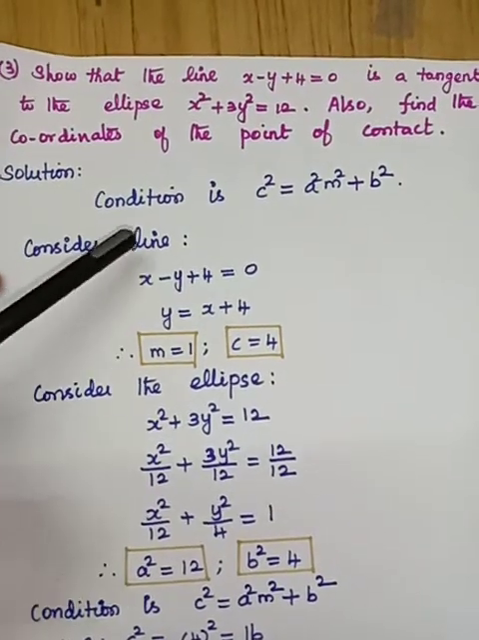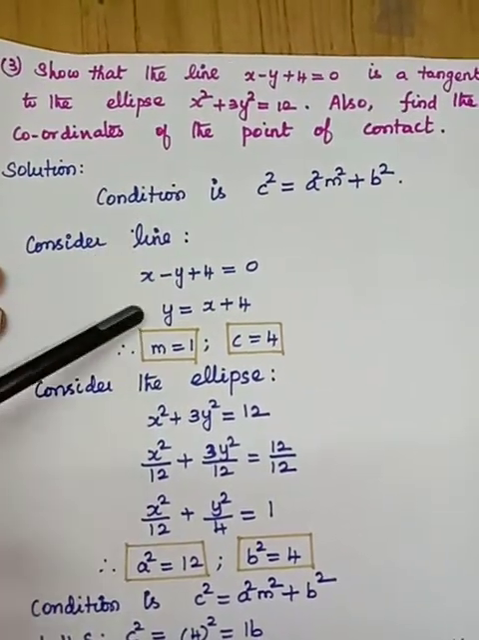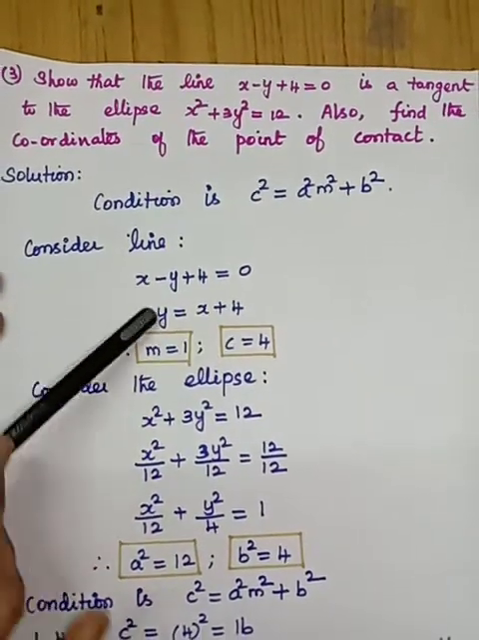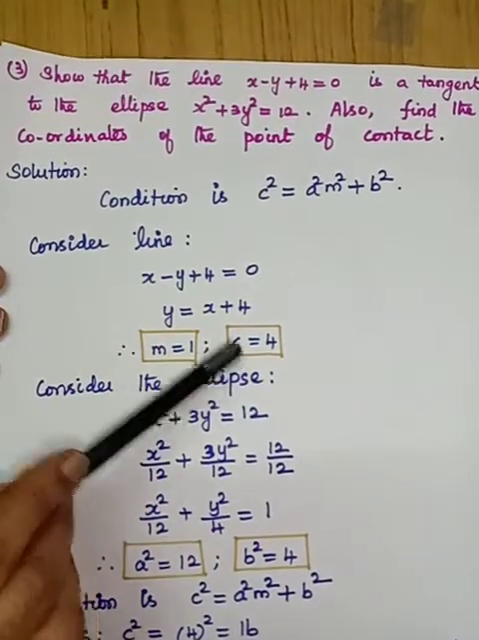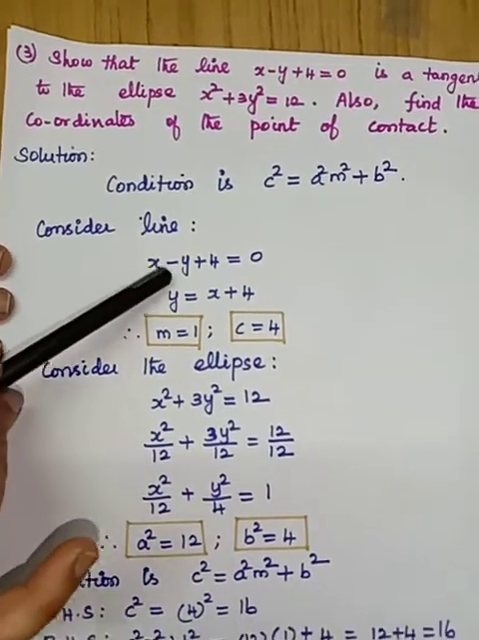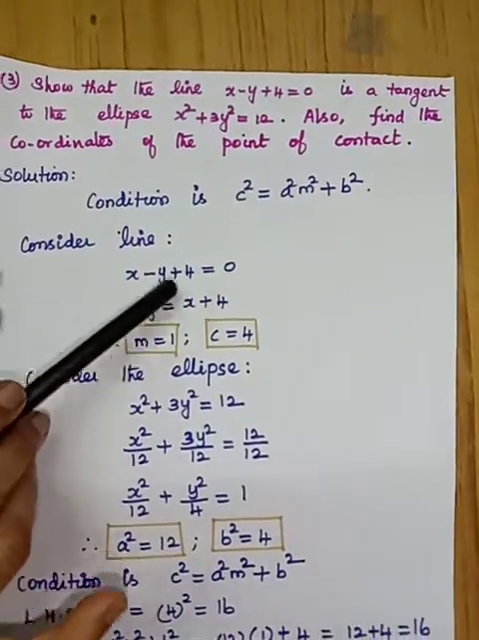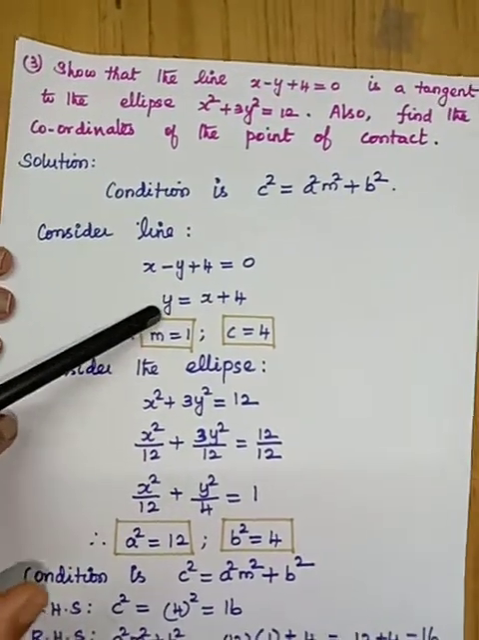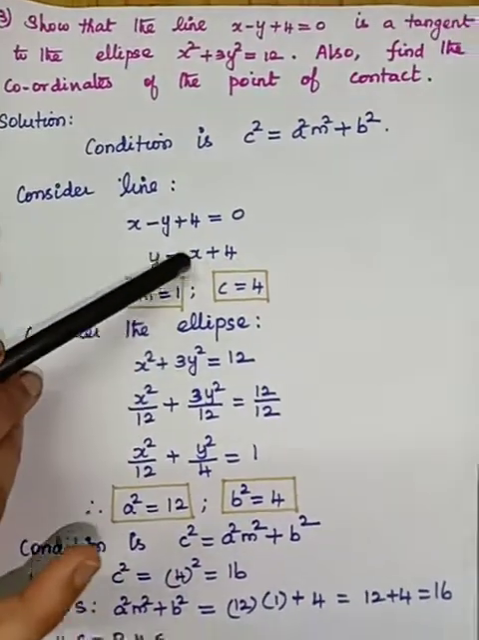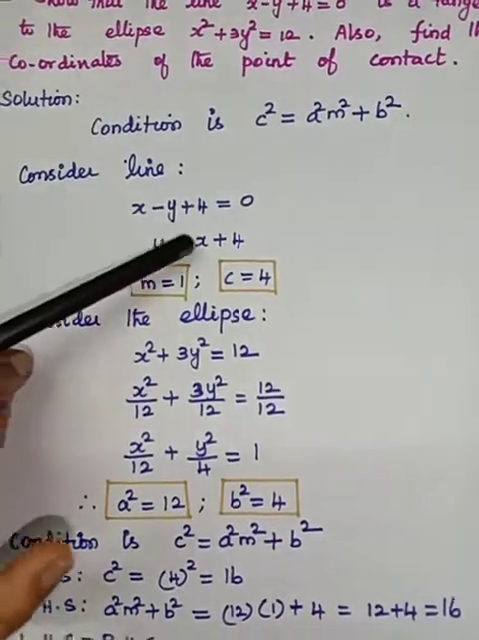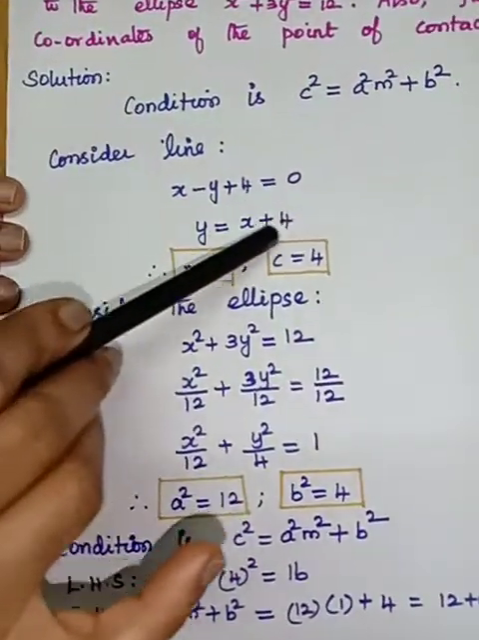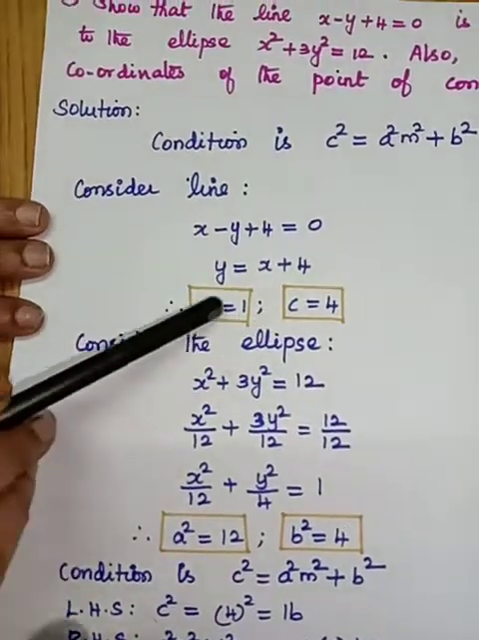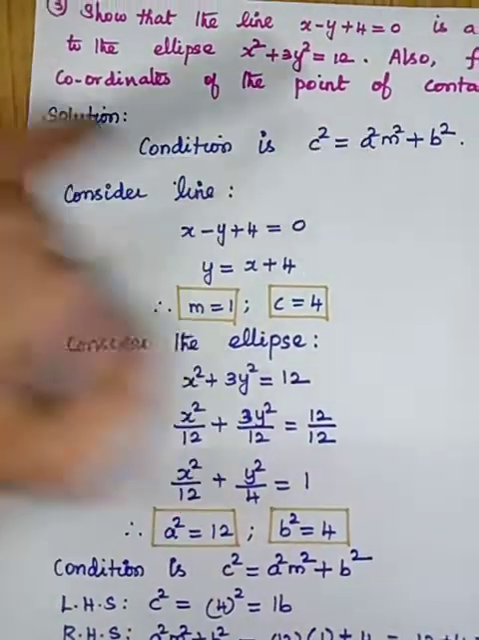So first I'll consider the line. I'll bring it in the form of y is equal to mx plus c. From that, I'm going to find m and c. Just consider the line equation. x minus y plus 4 is equal to 0. Minus y, when I take it to the other side, it will become positive. So y is equal to x plus 4. m is nothing but the coefficient of x. So here it is 1. And the constant is c. So from the line equation, you have to find m and c, to substitute in this condition.